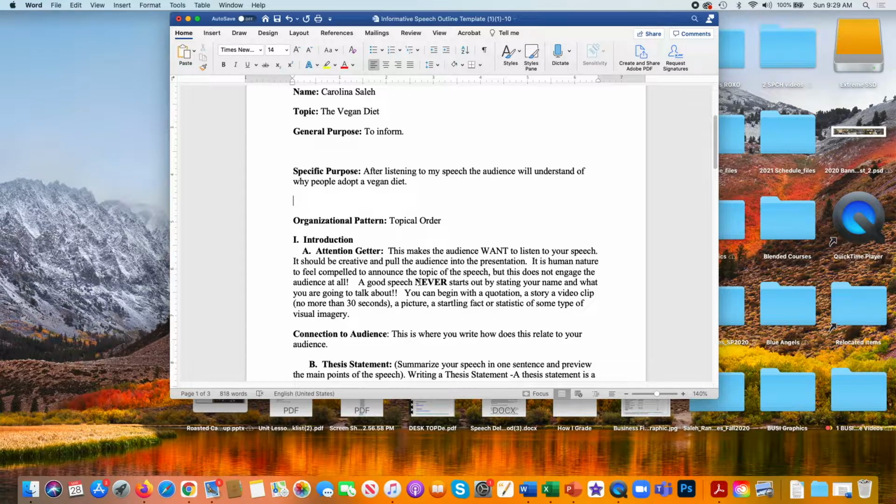So again, you could begin with a quotation, a story, a video clip. If you use a video clip, please no more than 30 seconds. A picture, a stat, or a rhetorical question. In chapters 13 through 16, it talks about different ways that you can begin with an attention getter. Again, make sure that it's related to your topic.